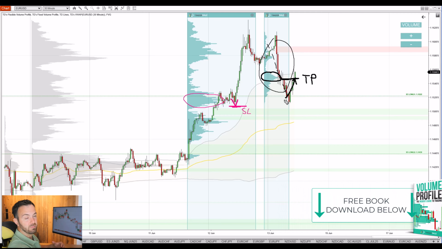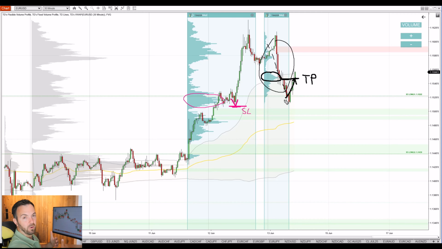All right, that's the same approach that I repeat over and over again with all my setups, all my trades. Every time the stop loss needs to go behind a heavy volume zone, and the take profit needs to go before a heavy volume zone. That's the same logic I apply with all my trades. So yeah, that was the trade on the euro dollar.